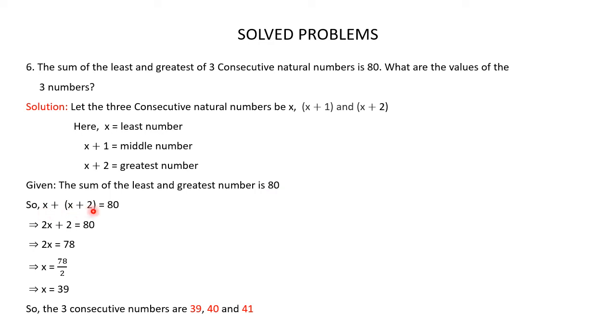So x plus x plus 2 is equal to 80. So 2x plus 2 is equal to 80. Take 2 to the other side. So 2x is equal to 80 minus 2, which is 78. So x is equal to 78 divided by 2, which is 39. Now we found the value of x as 39. So the three consecutive numbers are 39, 40 and 41.